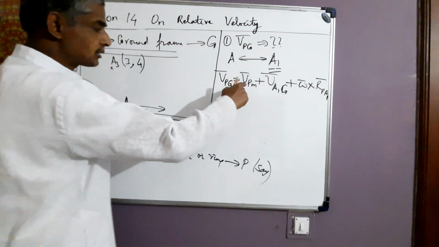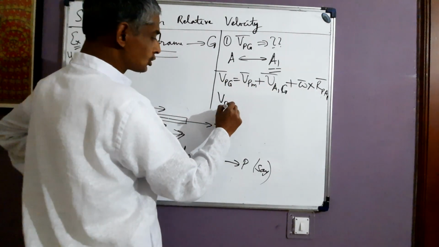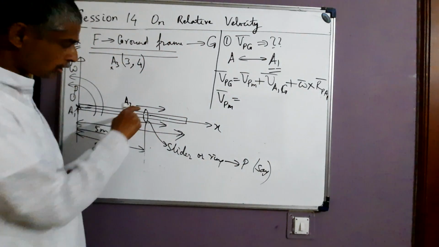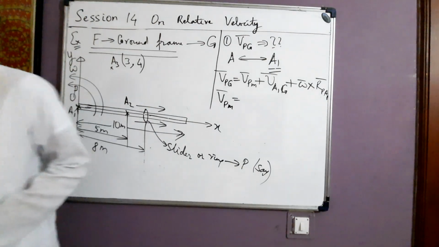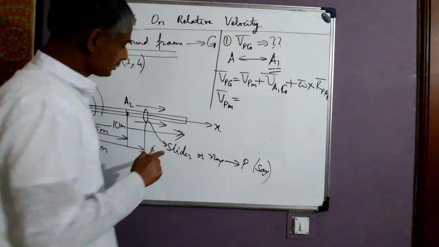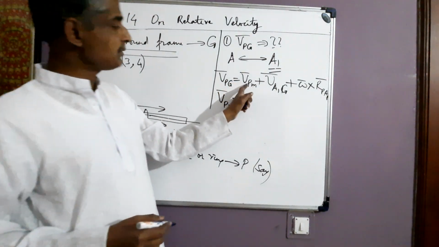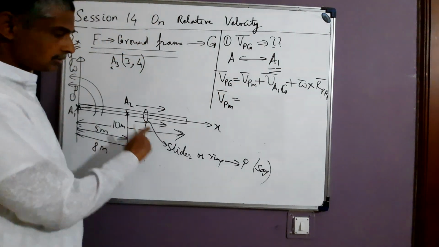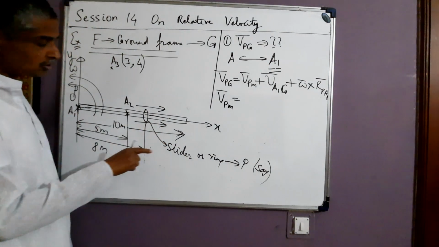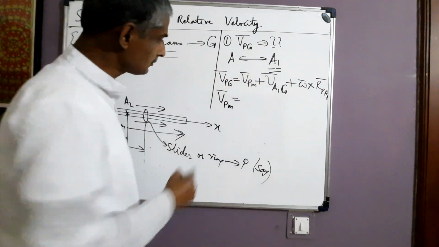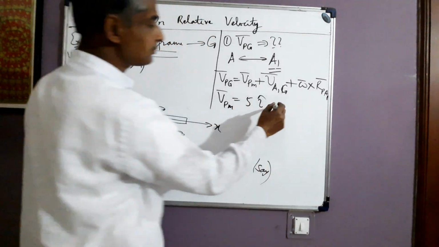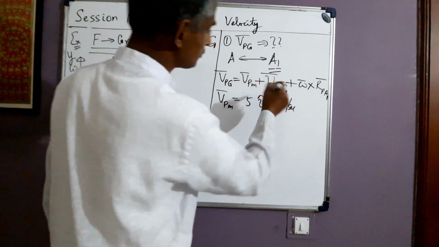First we write VPM. What is VPM? It is the velocity of the slider with respect to the rod, and that is given to be 5 meters per second in the rightward direction. So velocity of slider P with respect to rod M is given to be 5 meters per second rightward. So VPM will be written as 5i hat meter per second. So one thing has been found out.